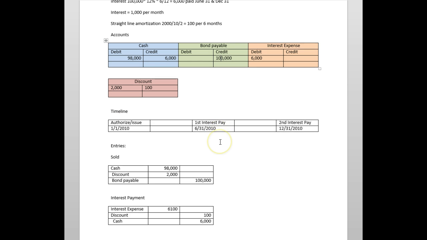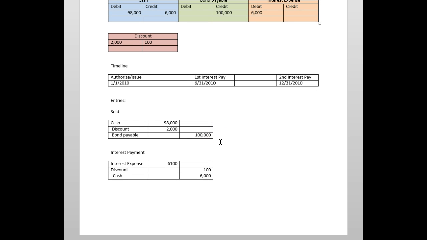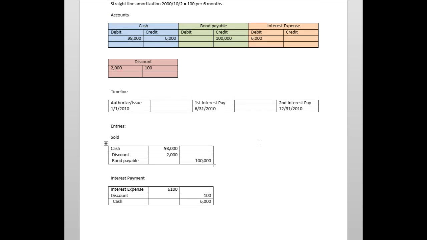So now this is what our entry looks like. We have a cash at 98,000. I have my discount set up at 2,000. I have my bond payable at 100,000. This meets my contract, this shows my cash, and this balances out, and shows that this discount is actually sort of an additional interest expense, because I didn't get the full amount this time. I've kind of built in that interest expense in there.